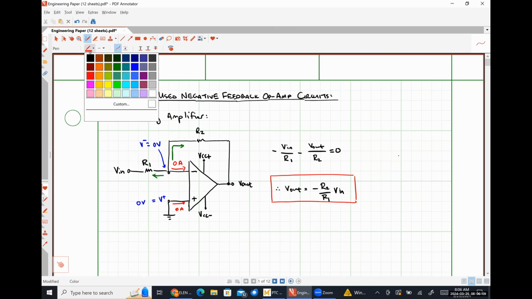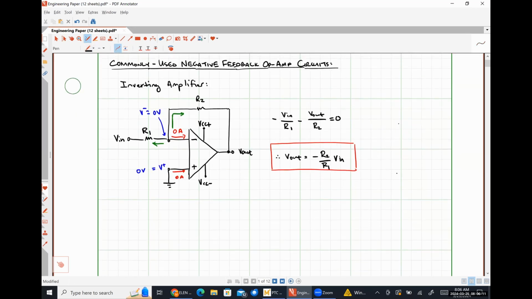From this, we can very easily find our closed loop voltage gain. So our closed loop voltage gain, AVCL, is just the ratio of Vout to Vin. And that's going to be simply negative R2 over R1.